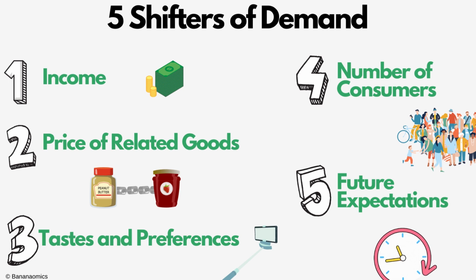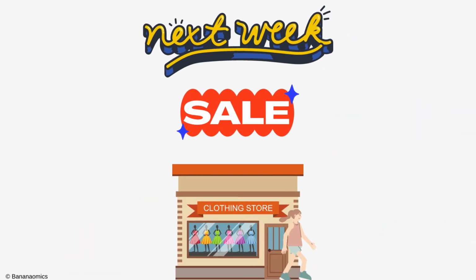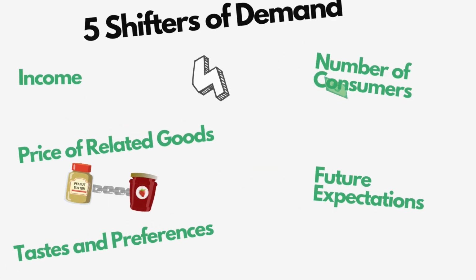The last shifter of demand is expectation of future price. If consumers anticipate that prices will change at some point in the future, their demand is affected. If a clothing store has announced that next week the entire store will be 50% off, most consumers will wait until next week to make purchases, and the current demand would decrease.